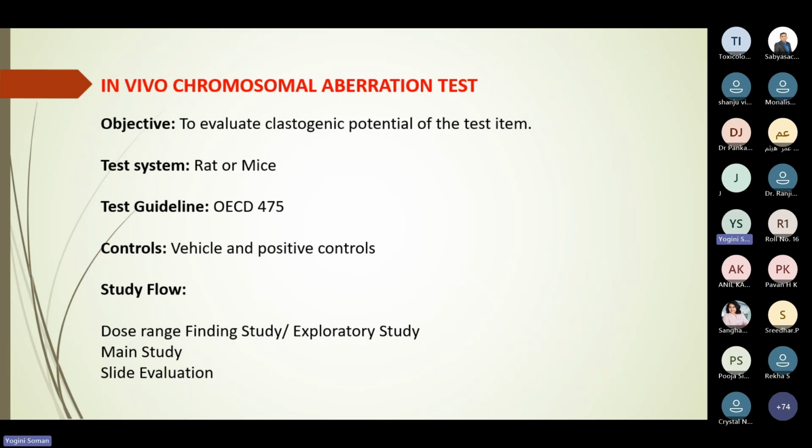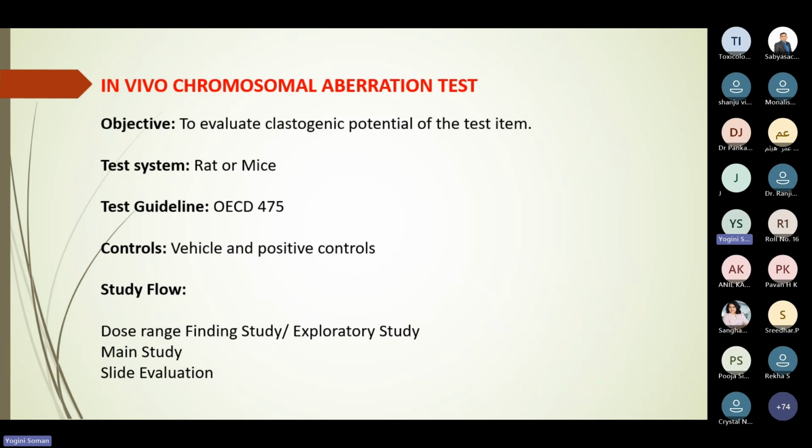So you can use analytical grade water or analytical grade water with 0.2% Tween. If both are not suitable for the test item, then you can use oil, for example, corn oil. Then the next part is lethal dose 50.